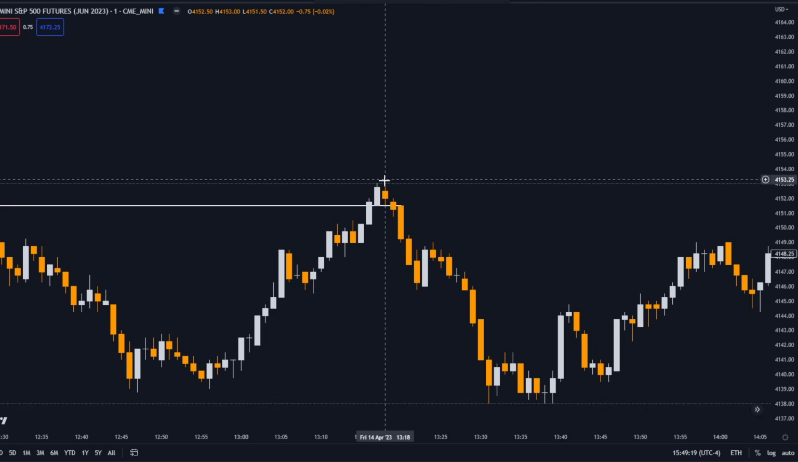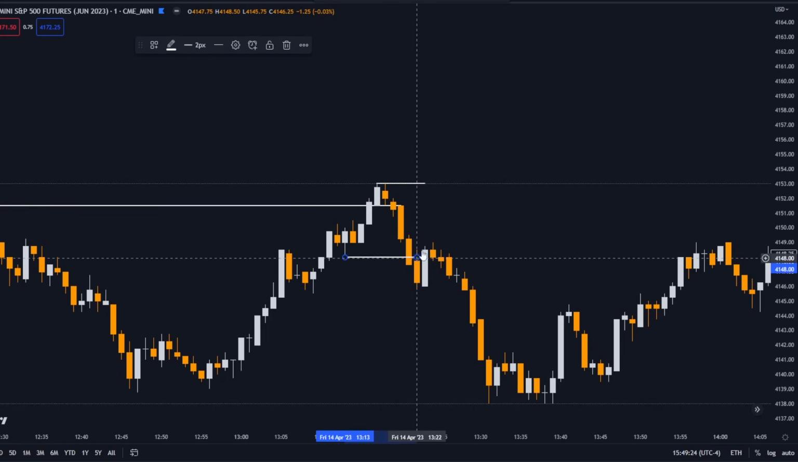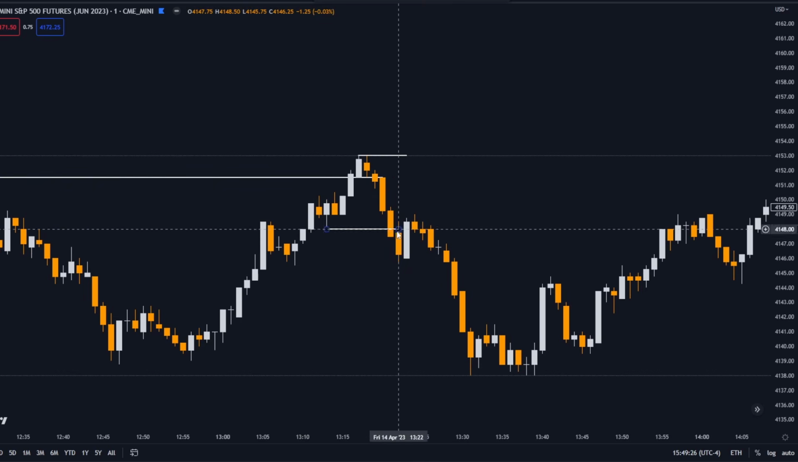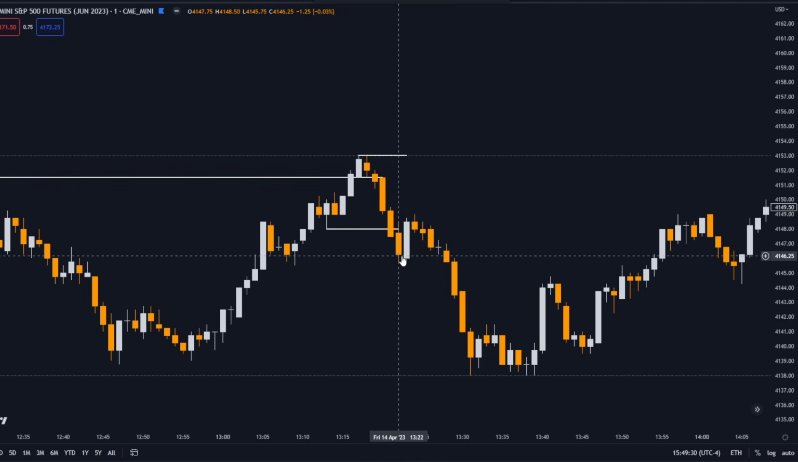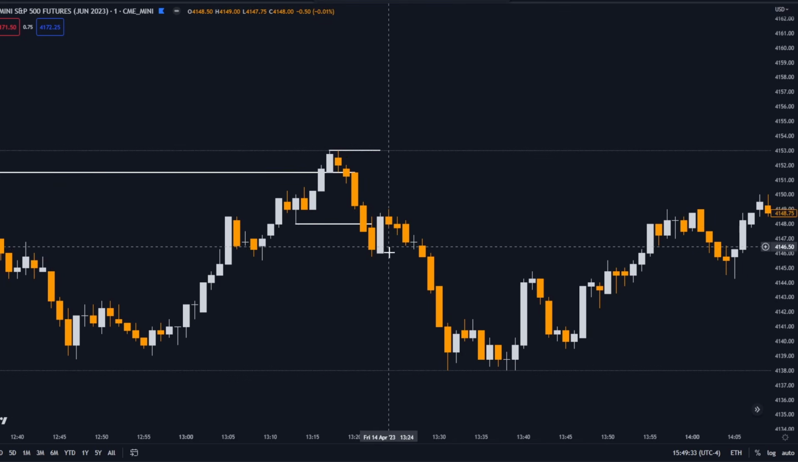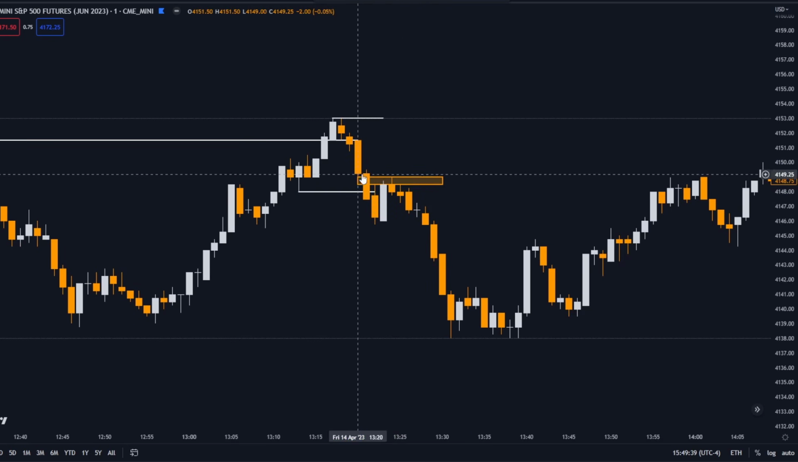Now we have swing high, swing low, quick market structure shift. Like you see huge candles, huge candles, huge candles. That means that the price just wants to go down. We got fair value gap here. Enter on the first one.